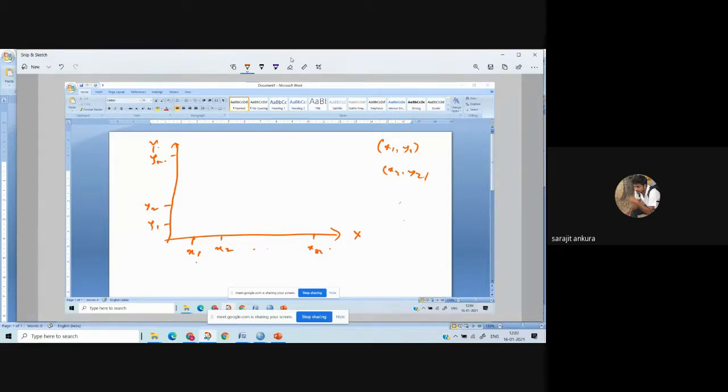From x1, x2, up to xn, we can get the mean x bar, and similarly from y1, y2, up to yn, we get y bar. Since x bar is the average, obviously it lies between the minimum value x1 and the maximum value xn. Similarly, y bar also lies between its minimum and maximum. So x bar is a point and y bar is a point.